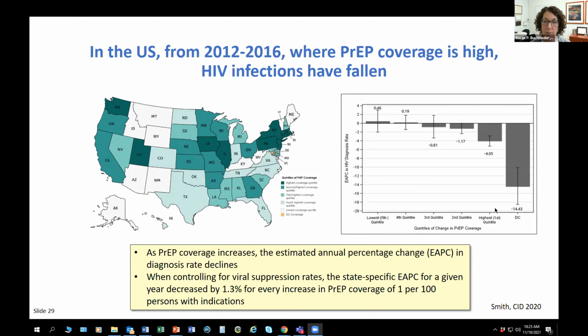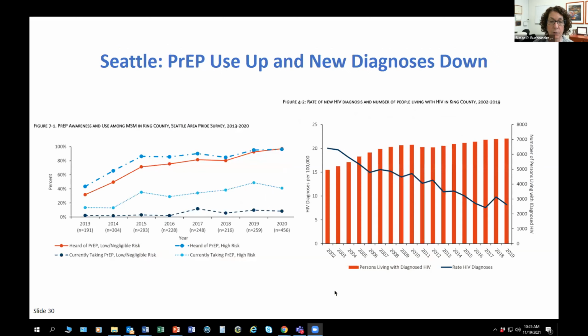So that gives us some good indication that at a population level, we can actually drive down new infections. And what they did is they actually then also adjusted for viral suppression rates by state, and found that for every given year, the percentage change in diagnosis rate declined 1.3% for every increase in 1% PrEP coverage. So it does drive down rates at a national level.